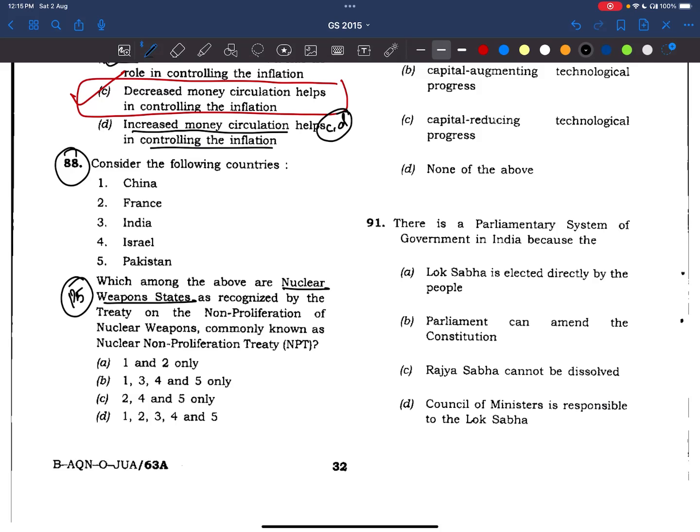Now see, what are the P5 countries? It is directly asking for the P5 countries only. This is not a complicated question, a very easy question. China is a P5 country, France is a P5 country, and all the other countries which are given are not P5 countries. So the answer is only 1 and 2. Very simple question, friends.